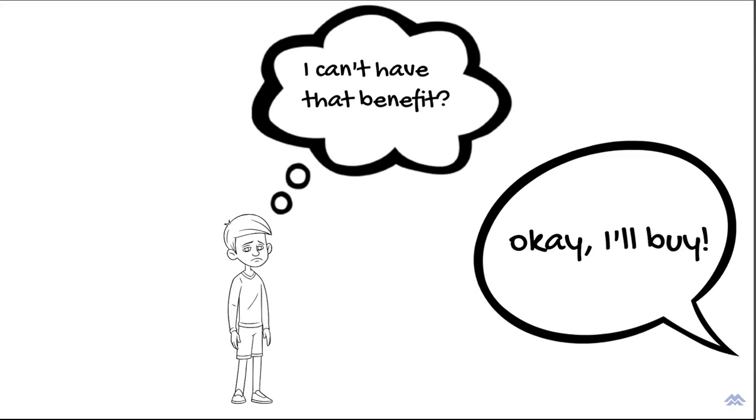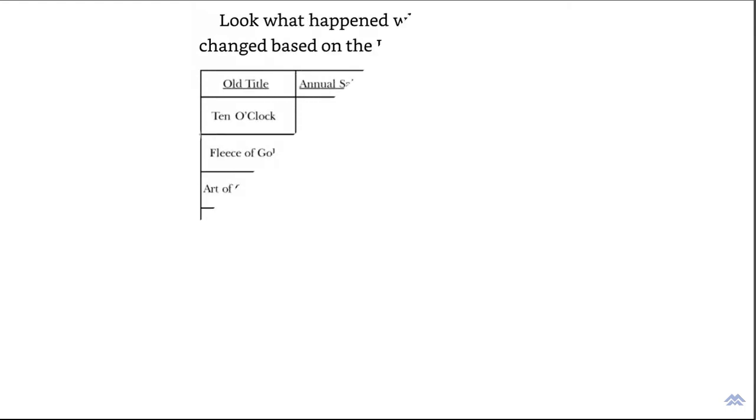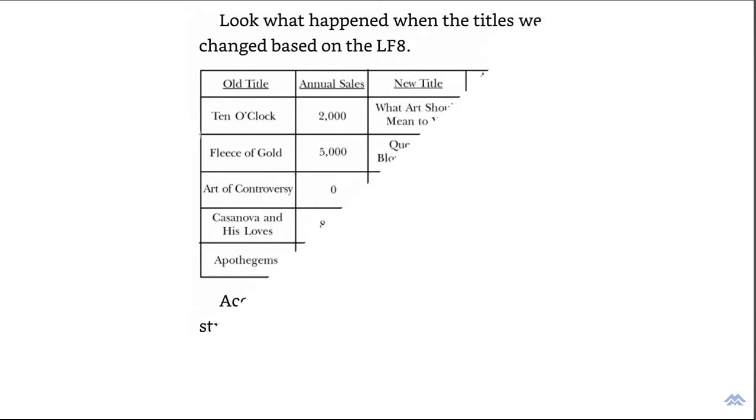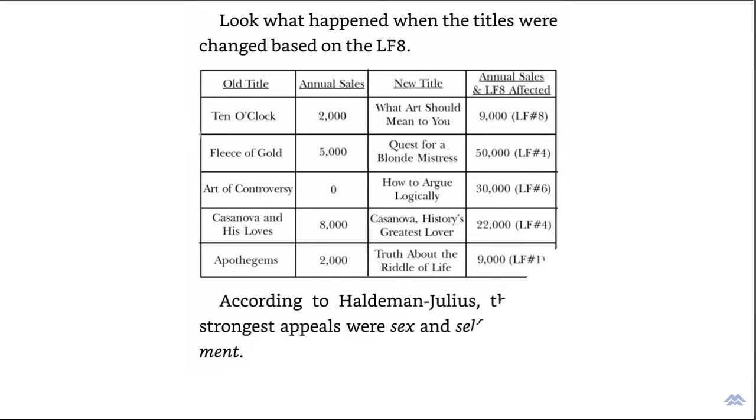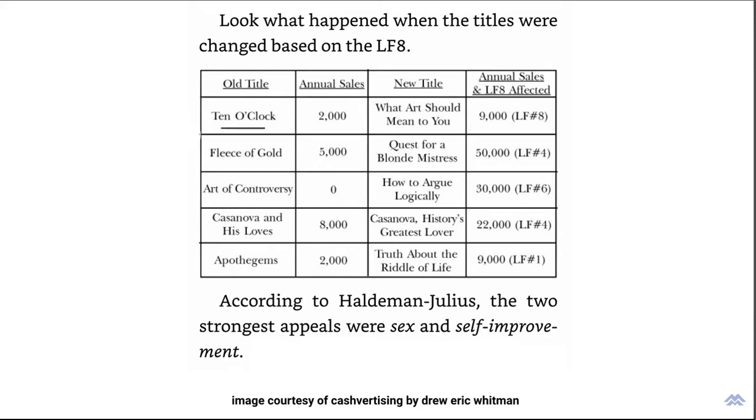In his example, mail order guru Haldeman Julius sold 200 million books, nearly 2,000 different titles. They only cost 5 cents each. To advertise his books, he placed ads consisting only of the book's titles. If a book didn't sell, he'd change the ad copy, but not the way you'd expect. He actually changed the titles of the books. Then he'd sit back and study the response. How clever. Look what happened when he changed the titles based on the LF8 desires. Old title, 10 o'clock, 2000. New title, What Art Should Mean to You, 9,000. That's the LF8. As you can see, other examples.